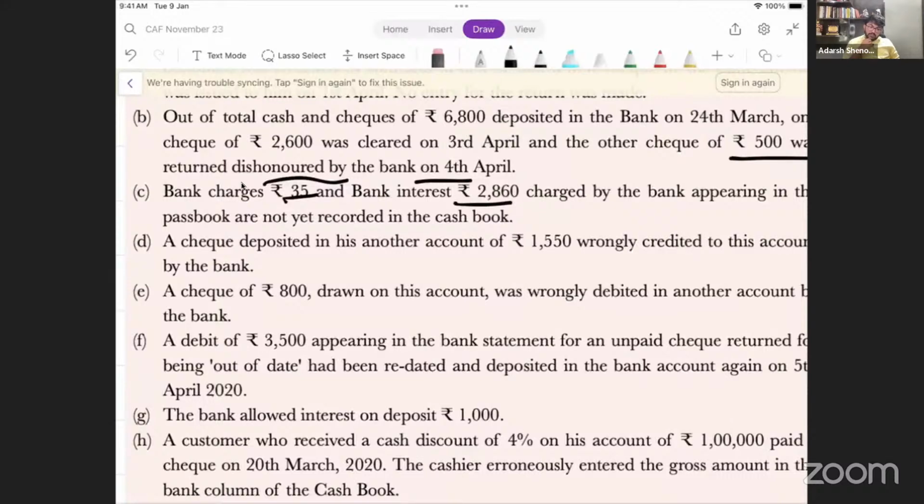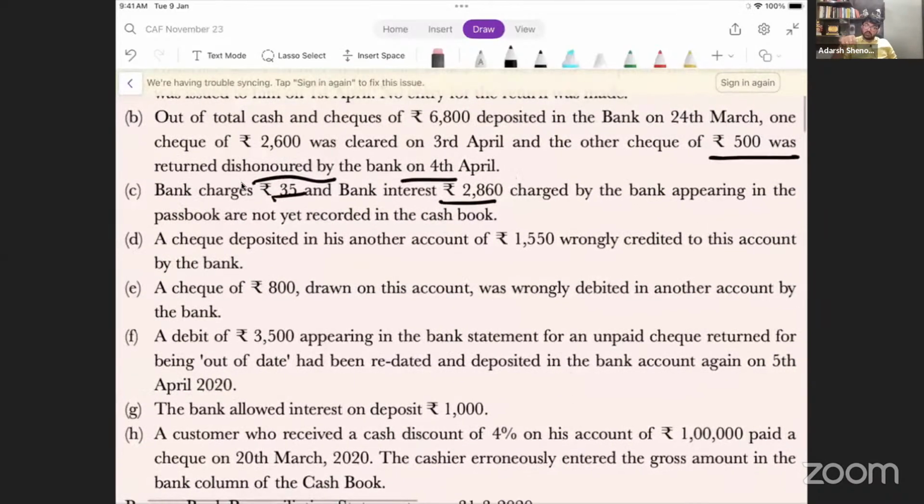A check deposited in another account of 1550 wrongly credited to this account by the bank. So I had deposited a check of 1550 in some other account of mine in that bank. I have two bank accounts, let's say. You can have multiple accounts in the same bank, right? So I had two different accounts in that particular bank. I deposited the check in the other account. But what did our stupid banker do? The banker has credited this account.